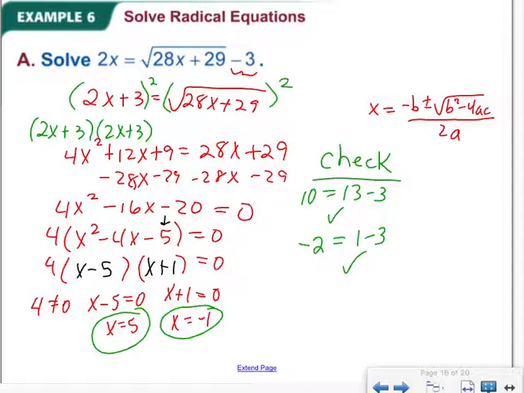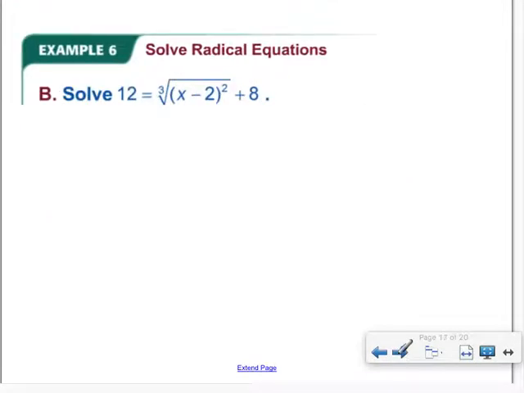Let's do another one like this. So here we have a radical equation. The first step is to isolate the radical, but take a second to see what kind of radical it is. It is a third root. Because it's a third root, we don't necessarily have to worry that things are not going to work, because positives work, negatives work, whatever we get is going to work.